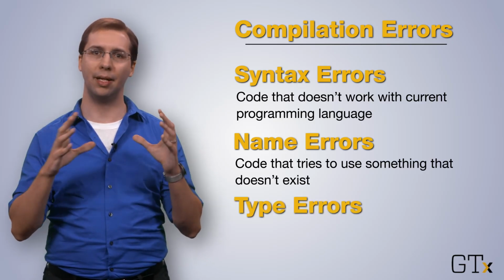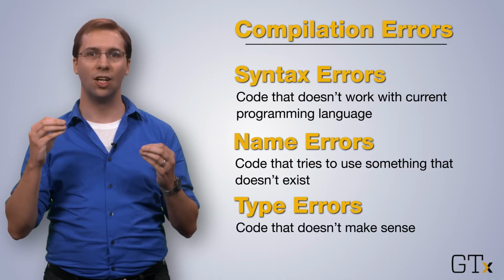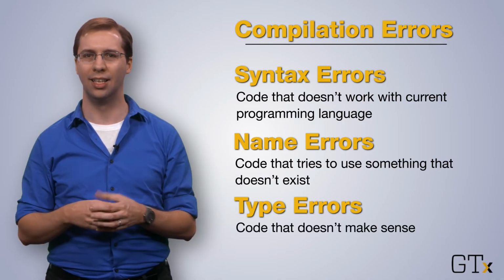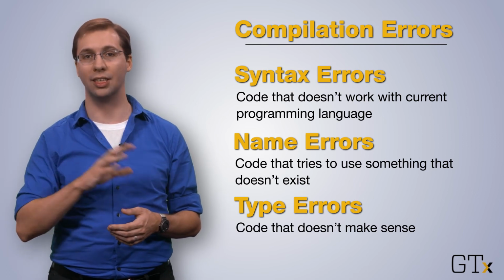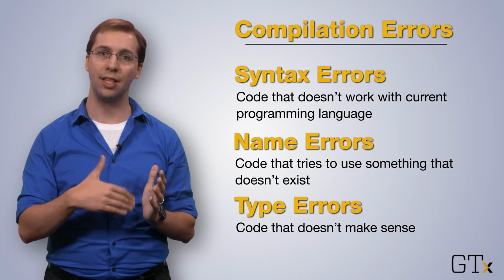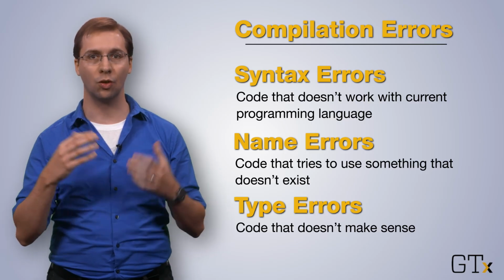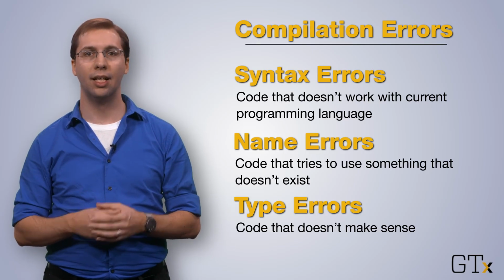Third, there are type errors. Let's say you've written some code that tries to do something that doesn't make sense, like requesting the smell of true or the color of the number 5. Note that depending on the language, some of these might turn up as runtime errors instead. For example, some languages don't specify types within the code. For them, it wasn't until runtime that we realized we're requesting the color of the number 5, not the color of a car.